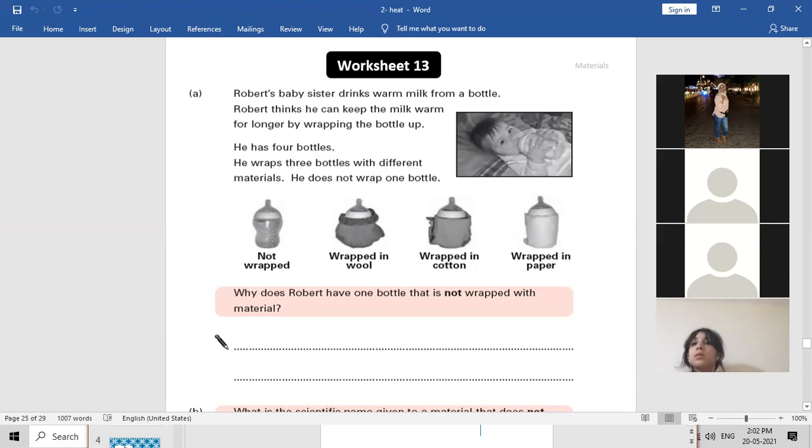Miss, on page 66, should we find all the words? Yes, you should find all of the words.